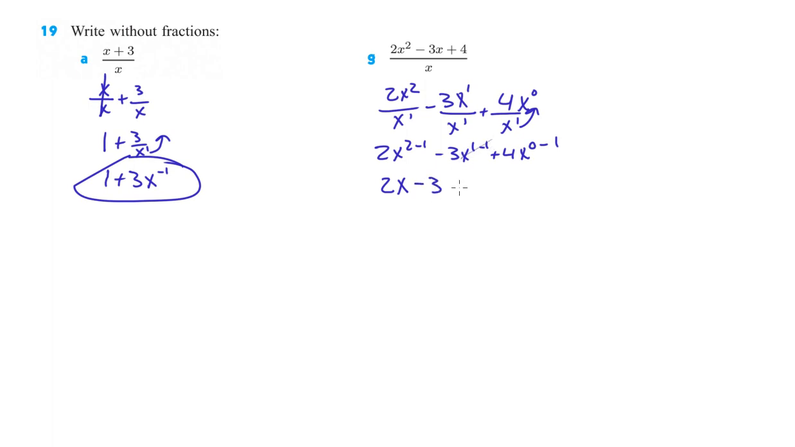So it's just minus 3. And then this is plus 4. 0 minus 1 is x to the negative first. And we just end up with that.